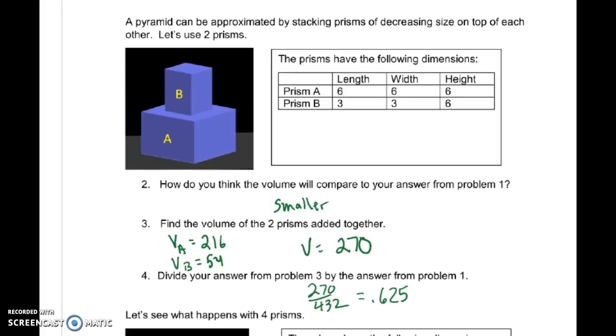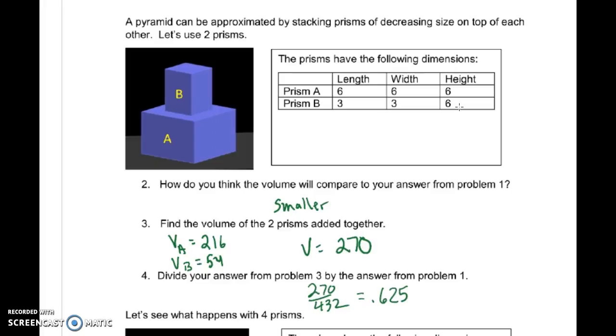So, again, we have to remember that number 432 because we're using that a lot. Find the volume of the two prisms added together. So we have one prism here. Prism A in the bottom has dimensions 6 by 6 by 6. So we've cut the height in half, but we haven't changed the dimensions of the base. But in prism B, we have cut the dimensions of the base in half and also the height in half. So we find the volume of each of those and add them up. We end up getting 270.